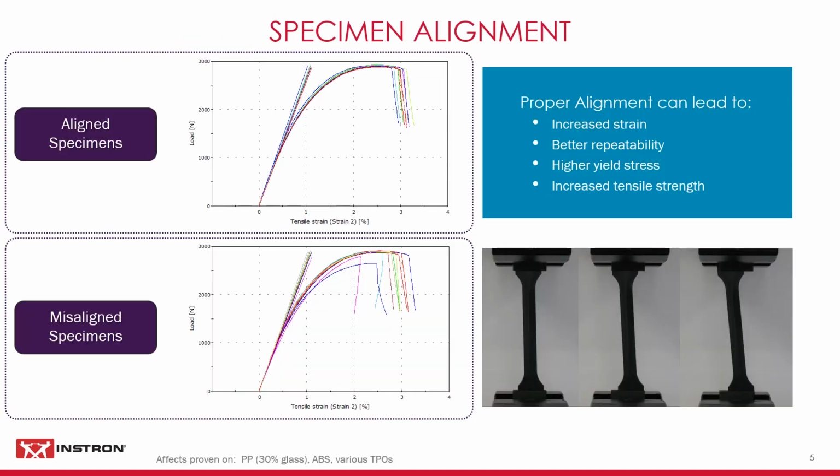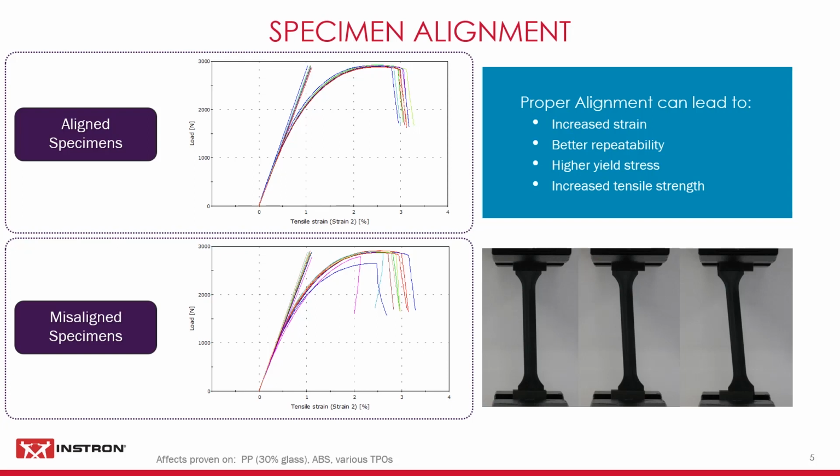The first is specimen alignment. We did an internal study where we took a series of different polymers listed at the bottom of this slide. First, we ensured that every specimen was installed perfectly, and on the top graph you can see very consistent data. In the graph below, the specimens were not properly aligned. You can see there's more variation in the testing results, such as modulus and an overall lower yield stress.